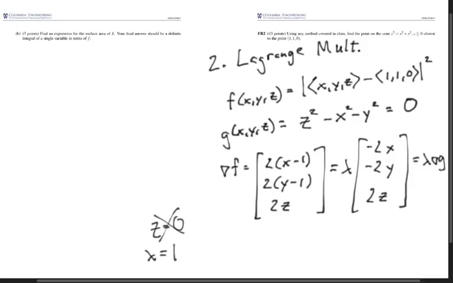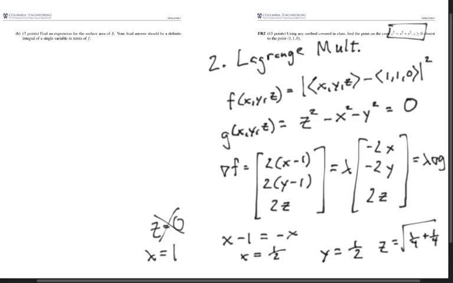We've solved for lambda. Plug it in. We get simple equations in the other variables. x minus 1 is minus x after the 2 cancels. So x is a half. y looks exactly the same. We get y as a half. And then just plug back into g, right, to get z, on the cone itself. z has to be positive, so we'll take the positive root. A quarter plus a quarter.